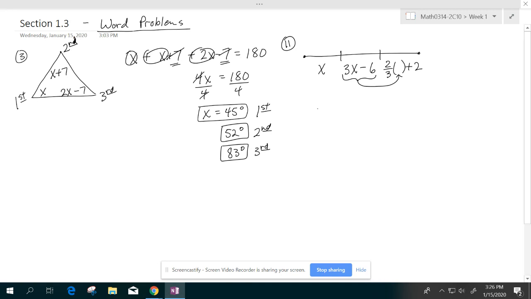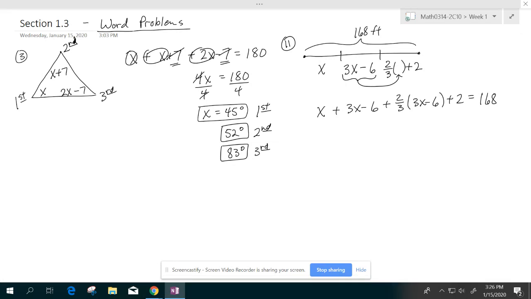Here we go. If I take the length of the first piece plus the length of the second piece plus the length of the third piece, if I add all three pieces together, should that give me the total length? And does anybody remember what I said the total length was? 168. And so that should equal 168. Whew. Any questions?